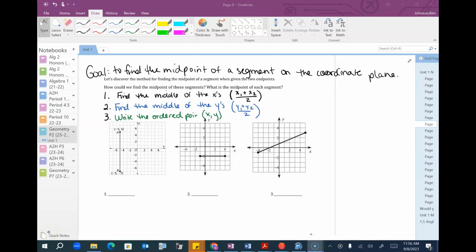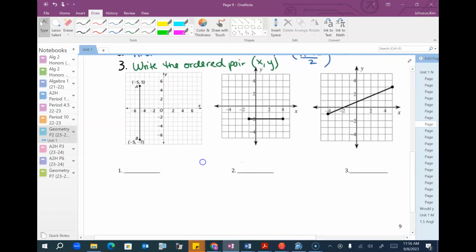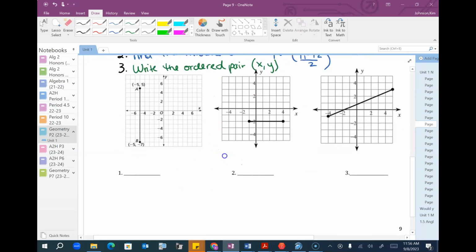Hey geometry students! In today's video, our goal is going to be to find the midpoint of a segment on the coordinate plane. In order to find that, we are going to start by finding the middle point of the x's and the middle point of the y's for each ordered pair. And then we'll write our final ordered pair. So what do I mean by that? Let's look at example 1.